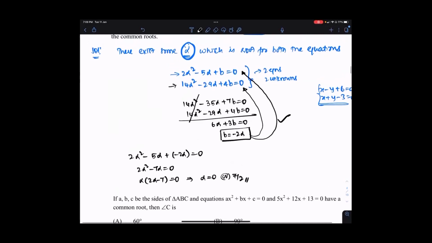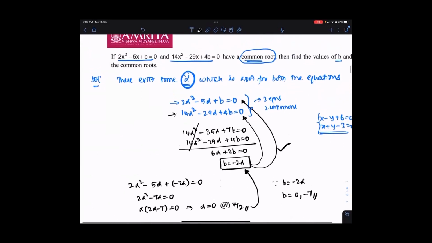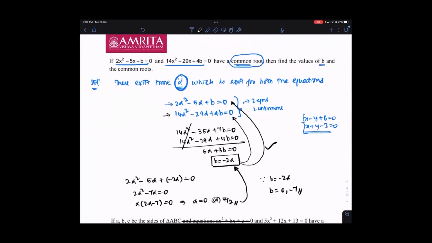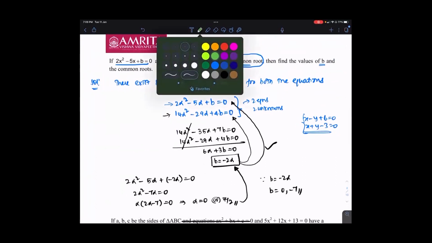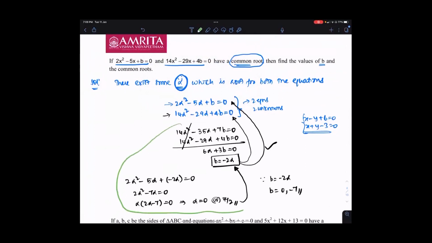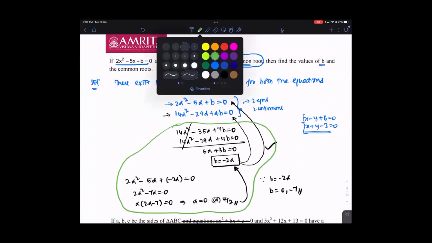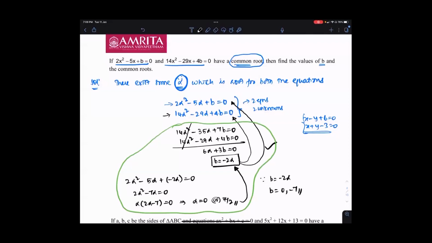How to find the values of b? b is minus 2 alpha. Since b is minus 2 alpha, what will be b? Either 0 or minus 7. That's it, guys. They're asking the values of b. Simple. Assume that alpha is the common root, substitute in both the equations, and solve for them. All this procedure you can ignore because there is nothing to remember in it. We are just solving for alpha and b. In this question they are asking for b, so write the values of b. If they ask alpha, write whatever alpha you got.